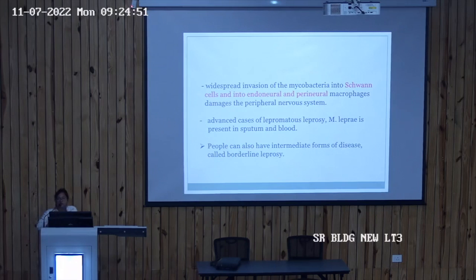What happens in lepromatous leprosy? There is widespread invasion of the mycobacteria into the Schwann cells and into the endoneural and perineural macrophages, and that damages the peripheral nervous system. In advanced cases of lepromatous leprosy, Mycobacterium leprae can also be present in sputum and blood. There are also some intermediate forms of leprosy other than the tuberculoid and the lepromatous leprosy. Those are called borderline leprosy.